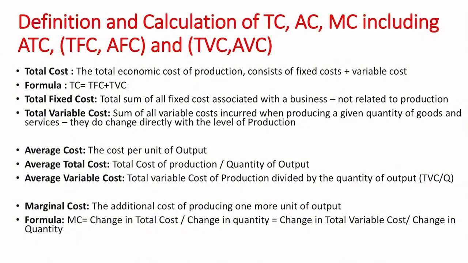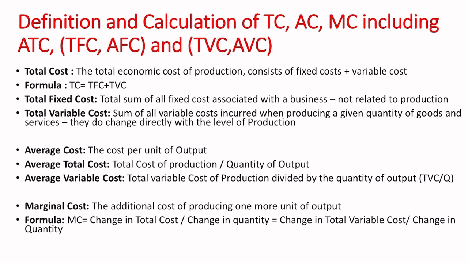Now, total fixed cost is the total sum of all fixed costs associated with the business. It's not related to production. Whereas total variable cost is the sum of all variable costs incurred when producing a given quantity of goods and services. They do change directly with the level of production.